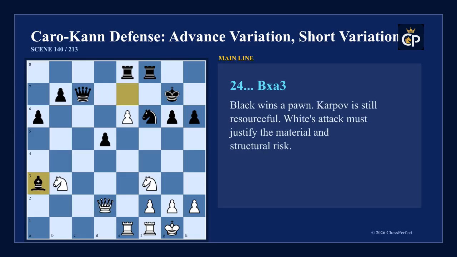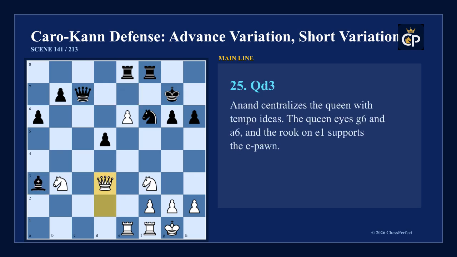Bishop takes a3. Black wins a pawn. Karpov is still resourceful. White's attack must justify the material and structural risk. Queen d3. Anand centralizes the queen with tempo ideas. The queen eyes g6 and a6, and the rook on e1 supports the e-pawn.